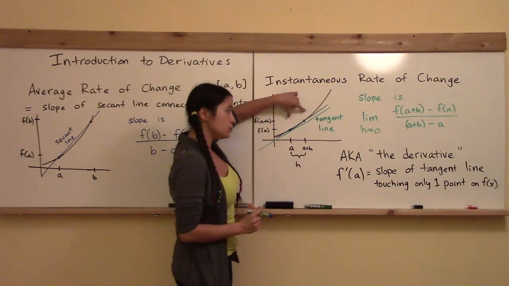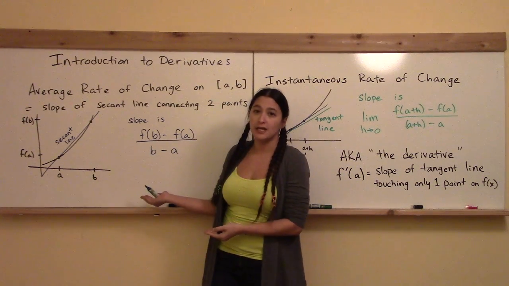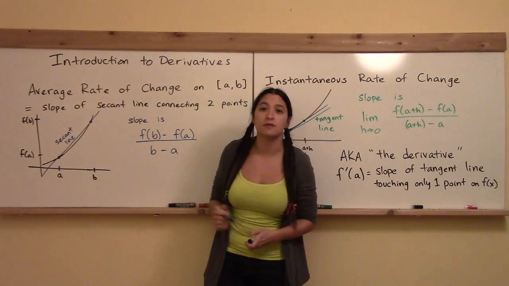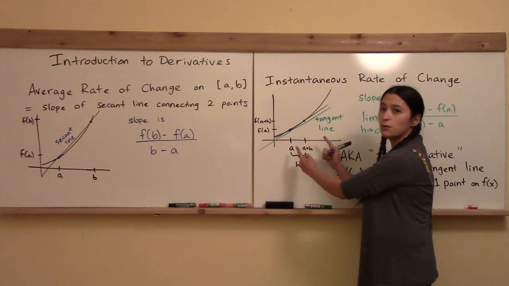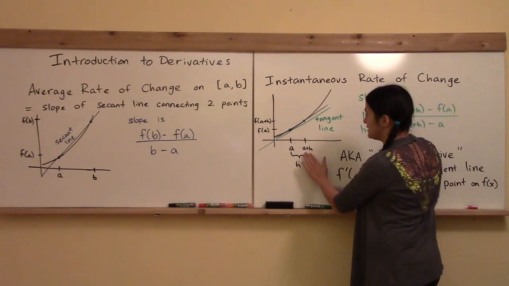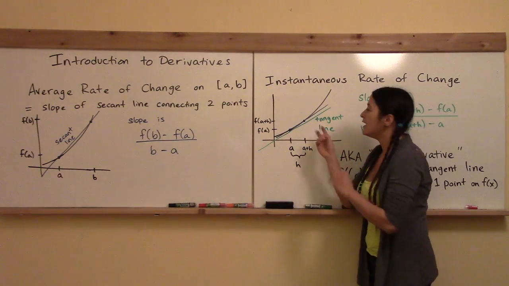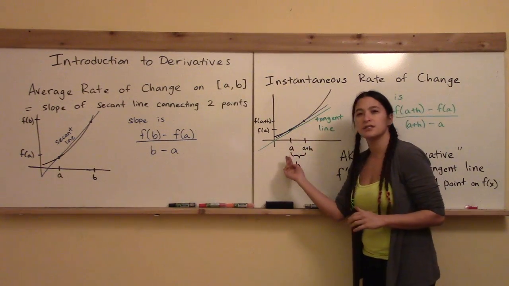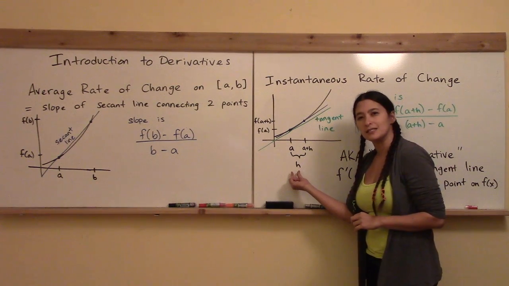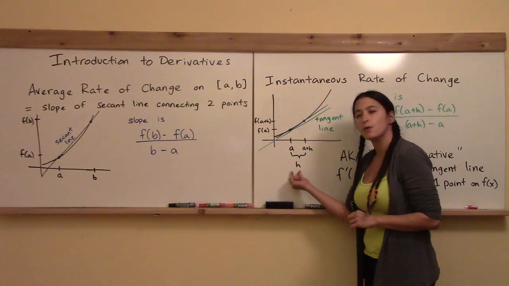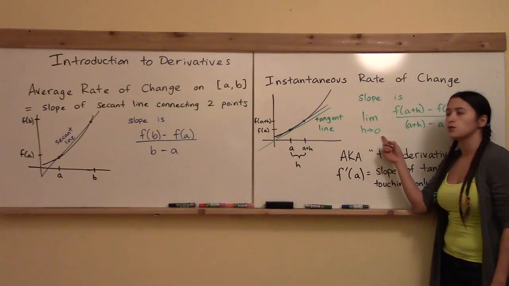However, if these are two distinctly different points, then this is still just an average rate of change, because it's a line connecting two different points. For a derivative, what we want to do is take this point a plus h and move it closer and closer to the point a until these two become one and the same point. So we're going to decrease the distance that separates these two distinct points, which is to say we want to take the limit as h goes to 0.